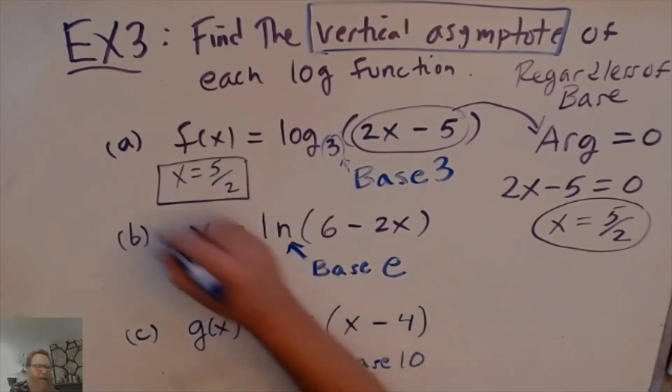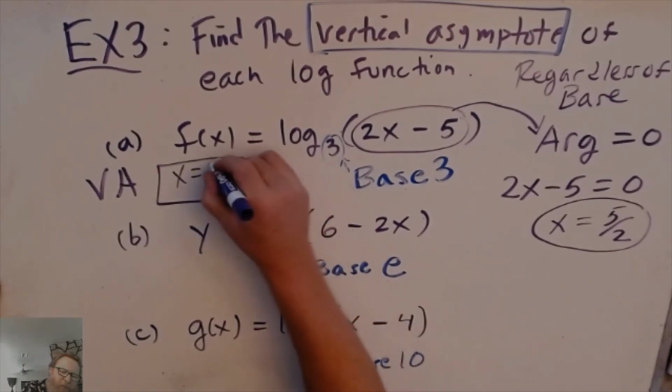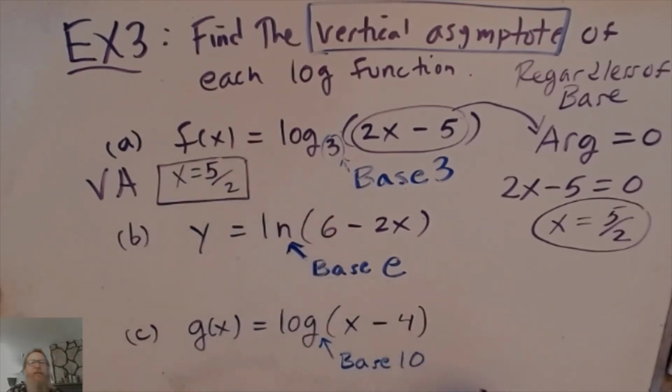So that's your VA. X is equal to 5 halves. It's a vertical line passing through 2.5. On the graph, I actually would probably use 2.5 instead of 5 halves.